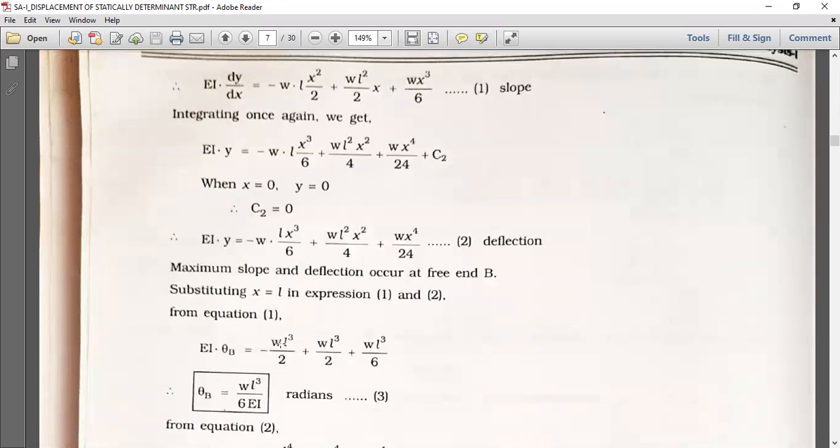Similarly, EI into y is equal to minus WL x cube divided by 6 plus WL square x square divided by 4 minus W x raised to 4 divided by 24 is the equation of deflection. But maximum slope and deflection occur at free end B. So substituting x is equal to L in expressions 1 and 2 from equation 1, EI into theta B is equal to minus WL cube by 2 plus WL cube by 2 minus WL cube by 6. So the simplified equation is WL cube by 6 EI.